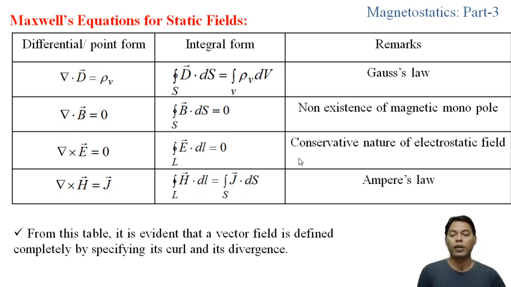From this table it is evident that a vector field is defined completely by specifying its curl and its divergence. In other words, if we take a quantity and compute its divergence and curl, and that parameter follows these Maxwell's equations, we can say that this parameter is either the electrostatic field or the magnetostatic field.